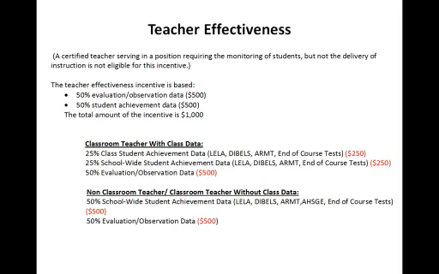Now, we had to divide teachers by those teachers who could be tied individually to class data and those who could not. It was a requirement of the grant that where possible we tie individual teachers to student data. So for classroom teachers with data, meaning these teachers teach subjects that are covered under the current assessments that we do, 25% of their student achievement is class data and 25% is based on school-wide data. And then the other 50% is based on their evaluation observation data.